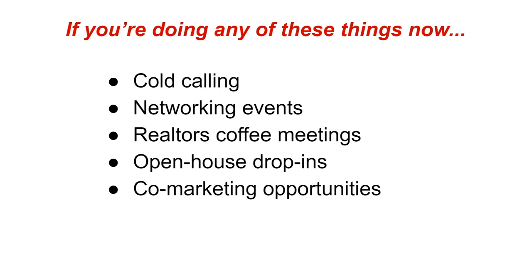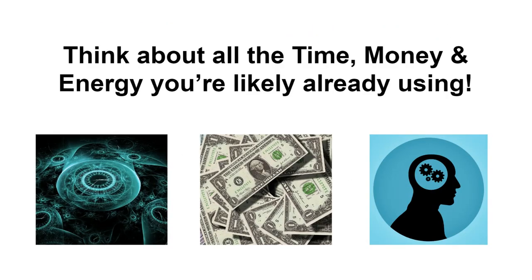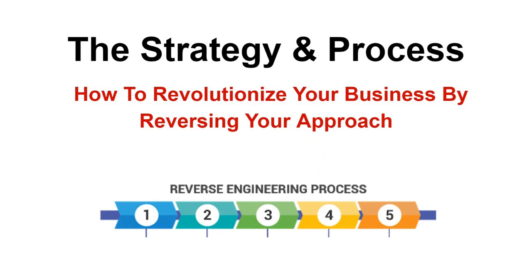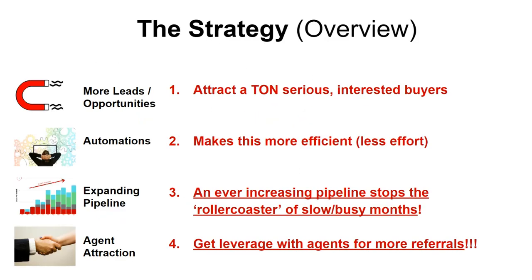Now here's something else, right? If you're doing any of these things now: cold calling, networking, realtor coffee meetings, open house drop-ins, co-marketing stuff, think about all the time, money, and energy you're likely already using. The purpose of our system is to reduce these often unproductive and mostly unpredictable activities, right? Now, we're going to dive in here into our strategy and process. And this is how we can help revolutionize your business by actually reversing your typical approach.